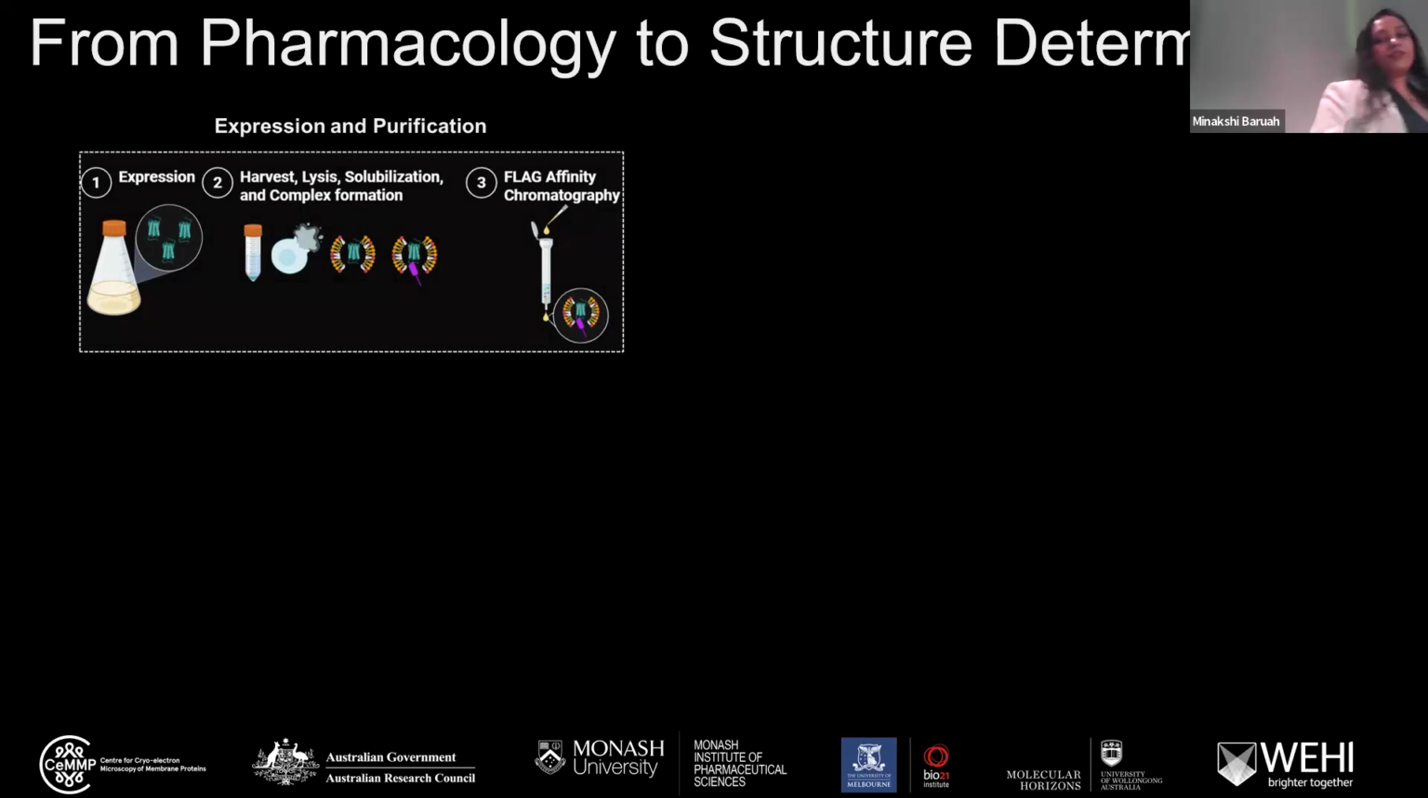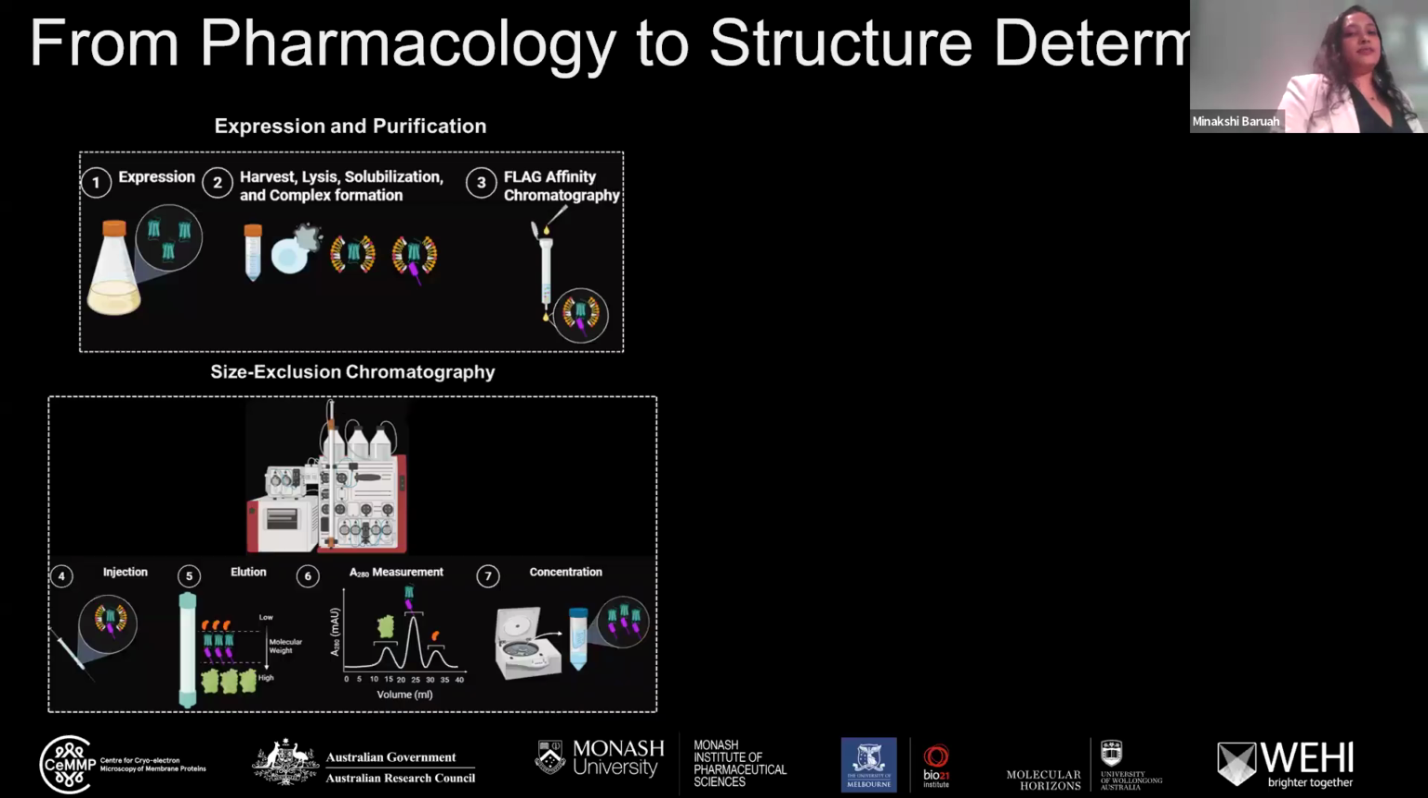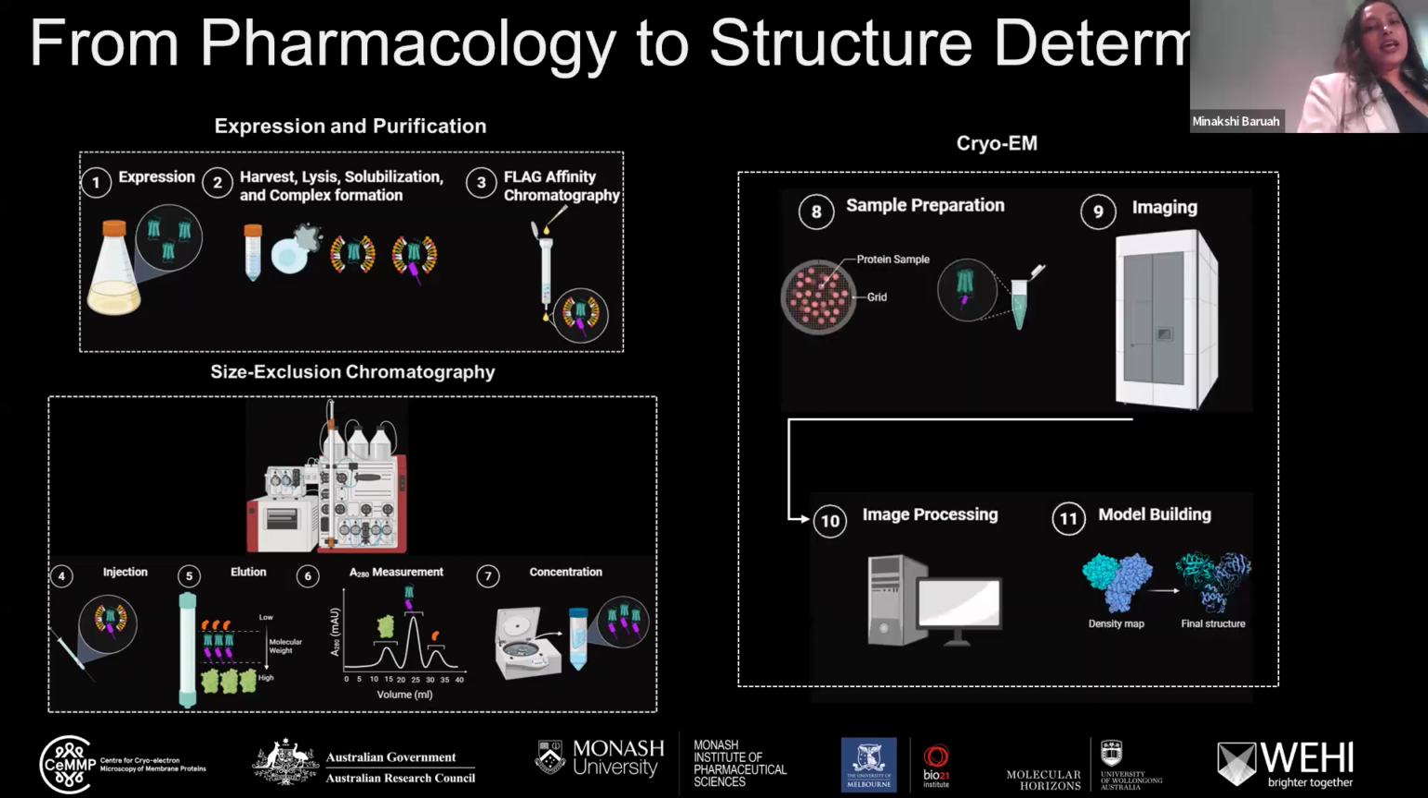I'm just briefly skimming through this methodology, and Alok has already quite extensively explained it. We expressed and purified our protein from insect cells, took it to size exclusion chromatography, where it is separated based on size. We know our sample complex size, so we would take that sample elution and put it to our microscope to get a structure.